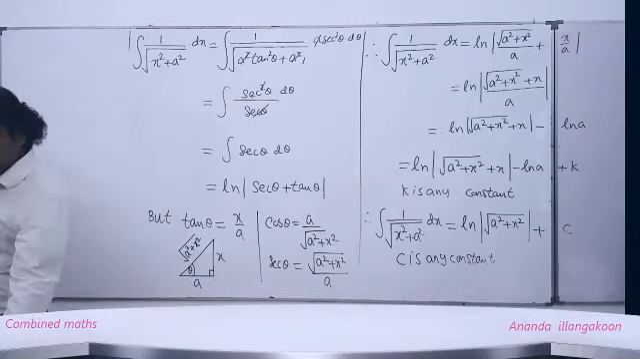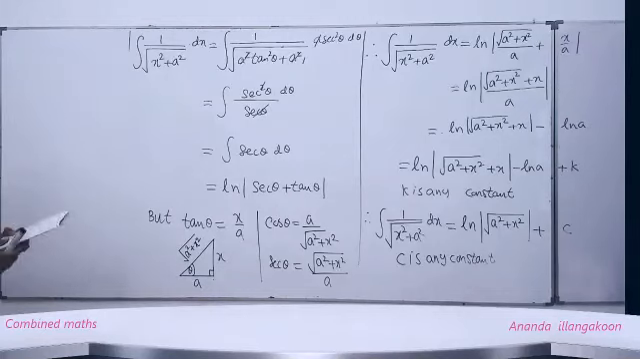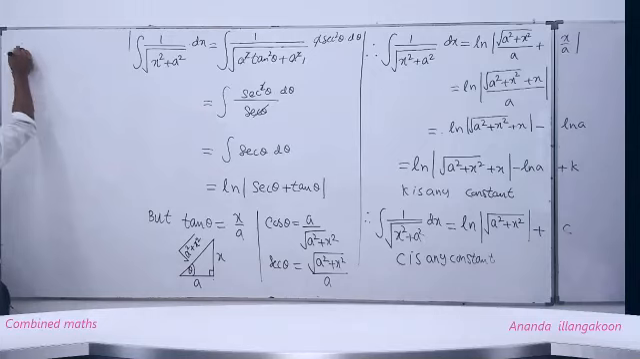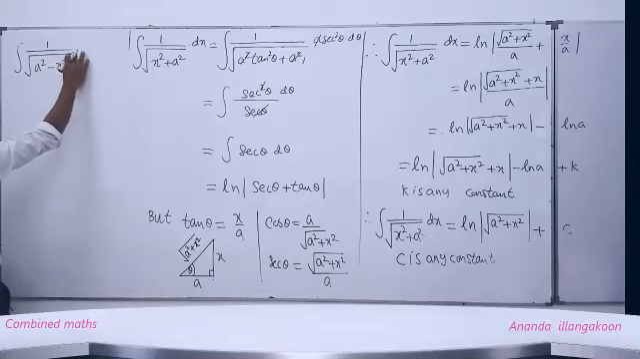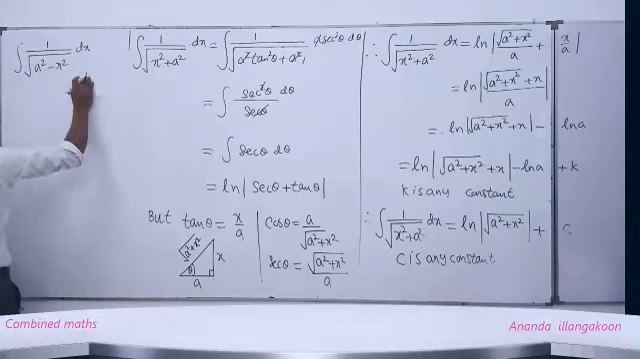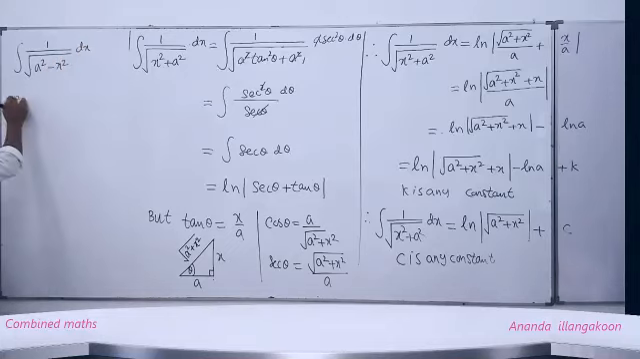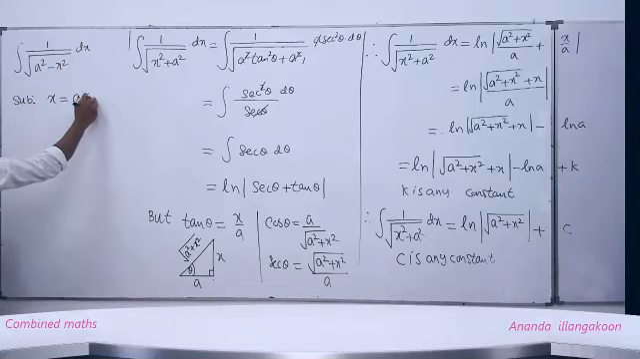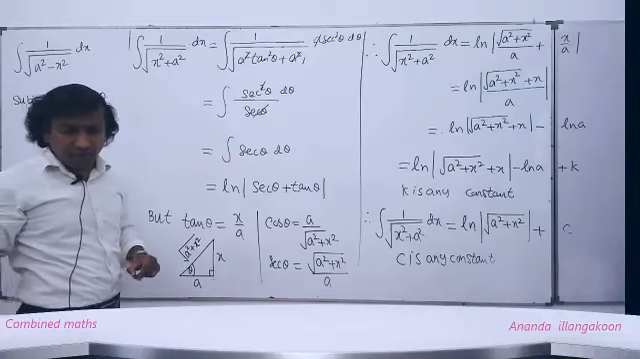integration of 1 upon square root of a squared minus x squared dx. What is the substitution here? x equals a sine theta. Right. First, differentiate the substitution and find dx.